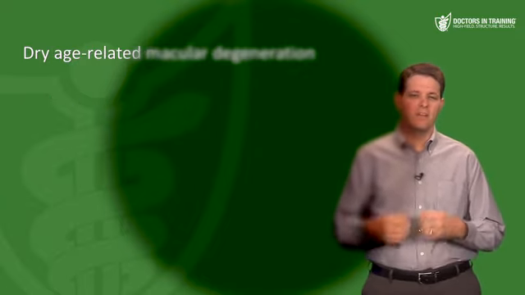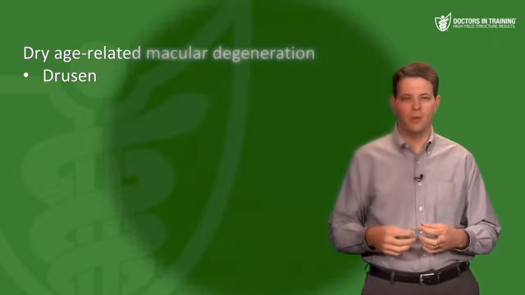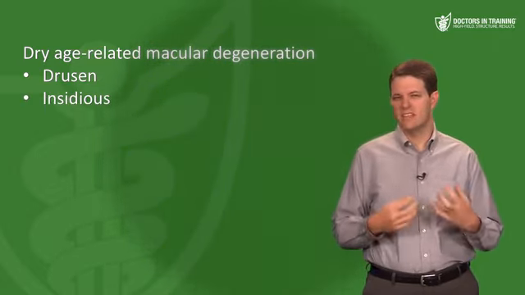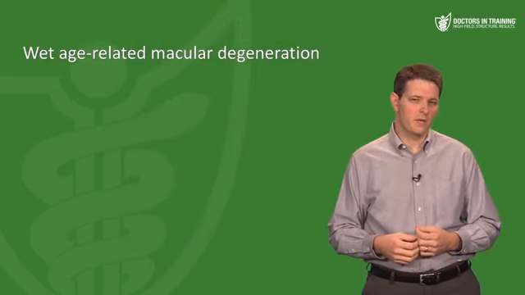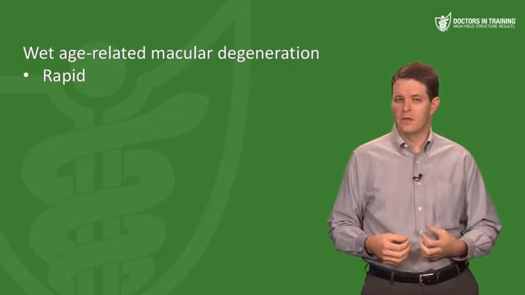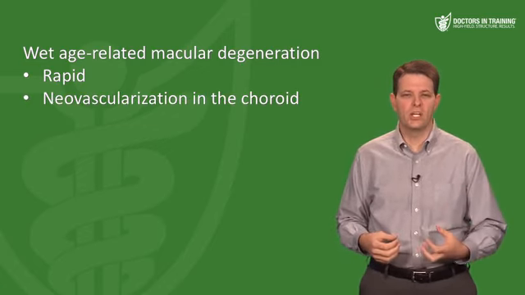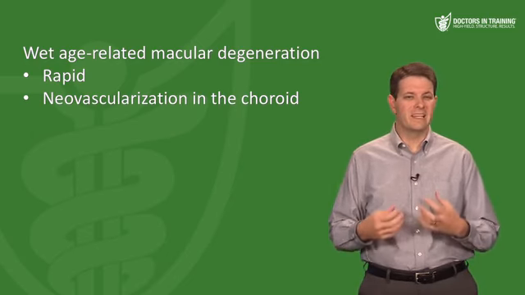In the dry or atrophic form of macular degeneration, cellular debris called drusen accumulates between the retina and the choroid. And this causes a gradual, insidious loss of vision. The second type is wet age-related macular degeneration, which has a more rapid onset and a more rapid progression. This is caused by neovascularization, or abnormal blood vessel growth in the choroid, and these fragile new vessels bleed and damage the photoreceptors.